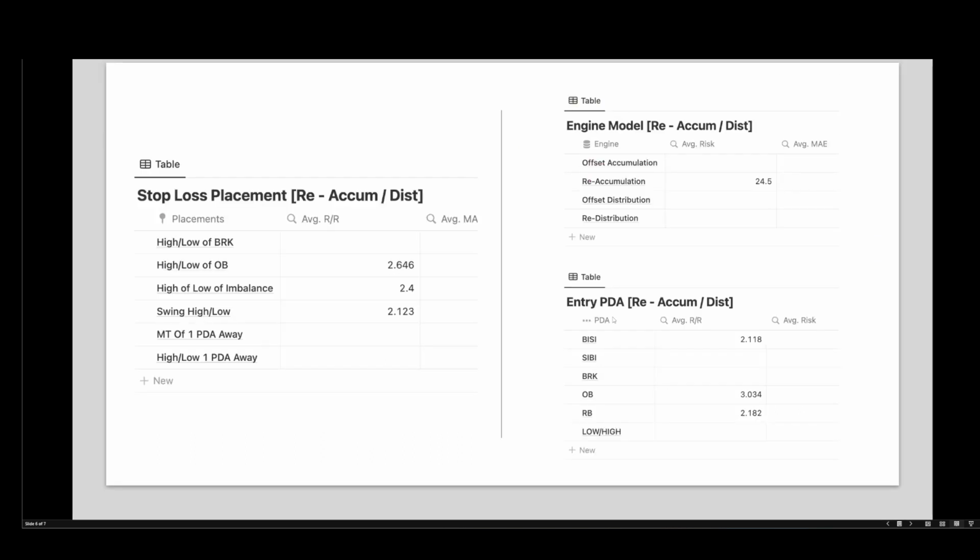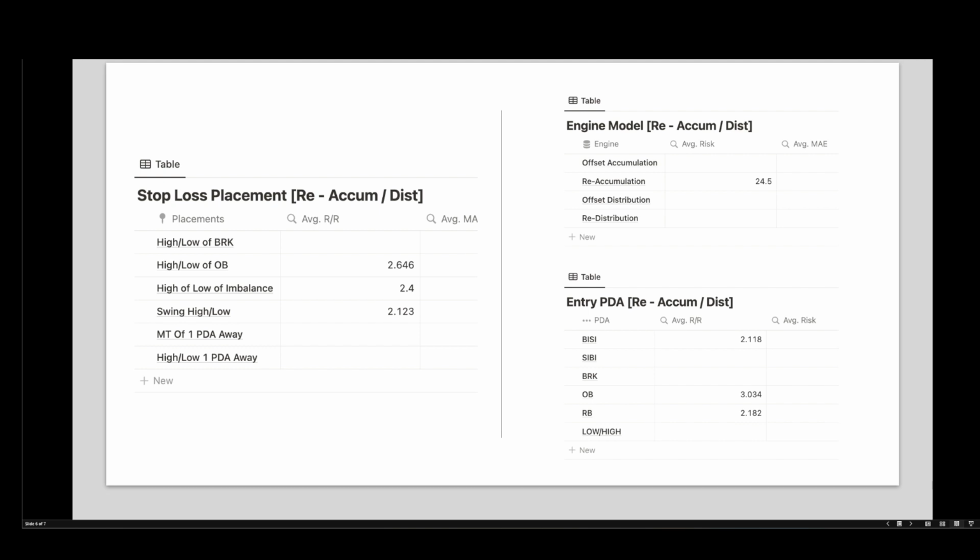So number 4, these are all of the statistics that I keep track of. It's going to be stop loss placement, engine model, and entry PD array, right? Because for different models, we're going to be using different PD arrays, different engine models, and different stop loss placements. Why is it important to keep track of these?